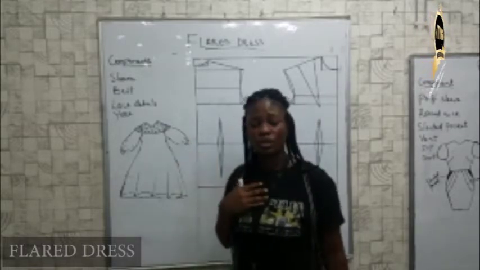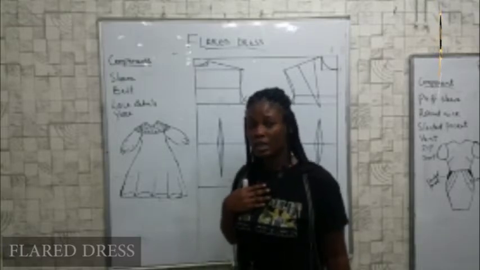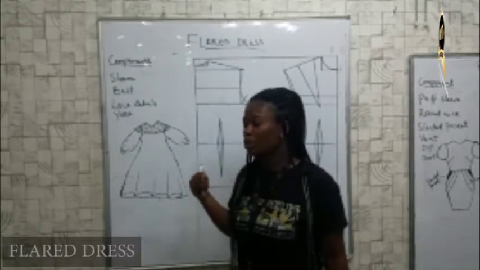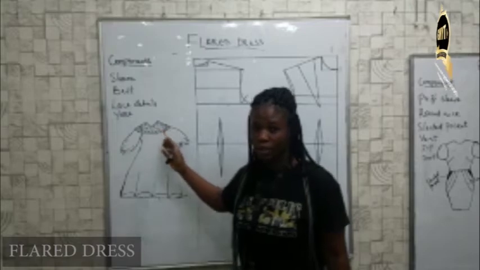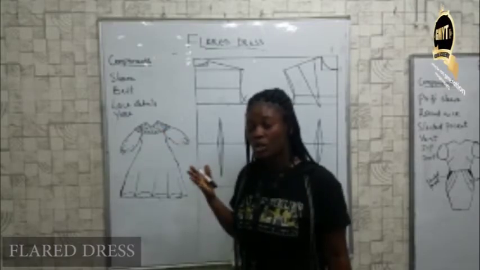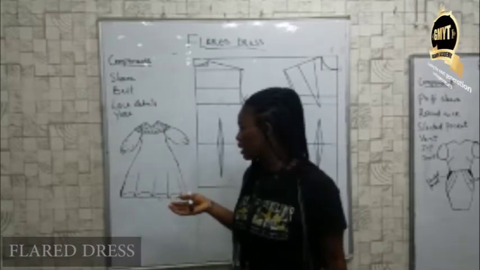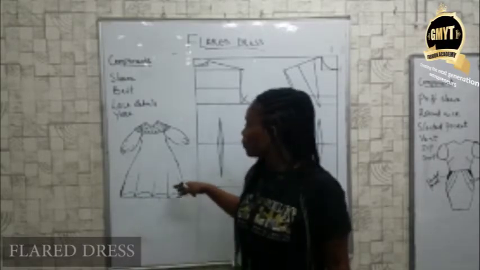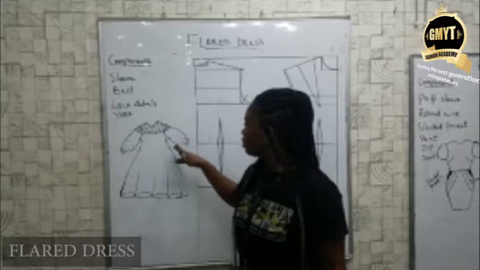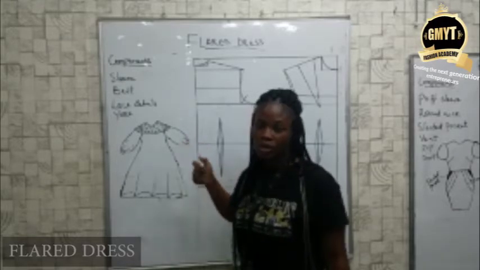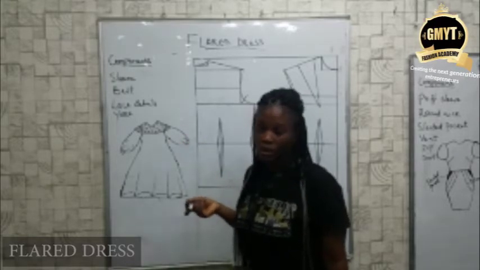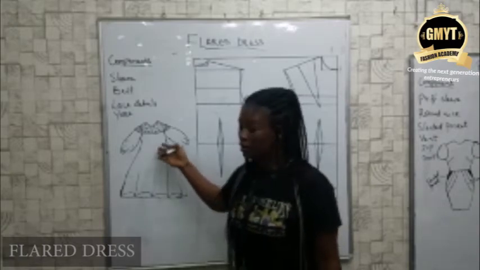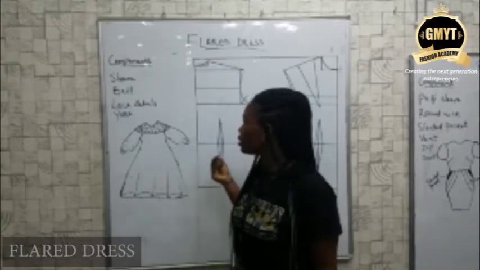So if you want to do your lace details, it's not necessarily that you do this, my design on the board. You can decide to be creative with your own design. You can add your lace details to your hem, your flare hem. You can decide to use it as maybe your sleeve or something. Just be creative with it, and at the end of the day, you still achieve your flare dress.